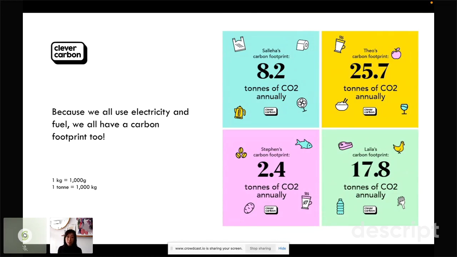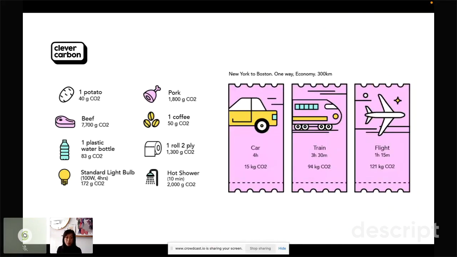So for example, my friend here, Sally, her carbon footprint is 8.2 tons of CO2 annually. And 1 ton is 1,000 kilograms. My friend Theo, his is 25.7. And you can see, everyone has a different carbon footprint. And the everyday decisions that we make in our life impact our carbon footprint.